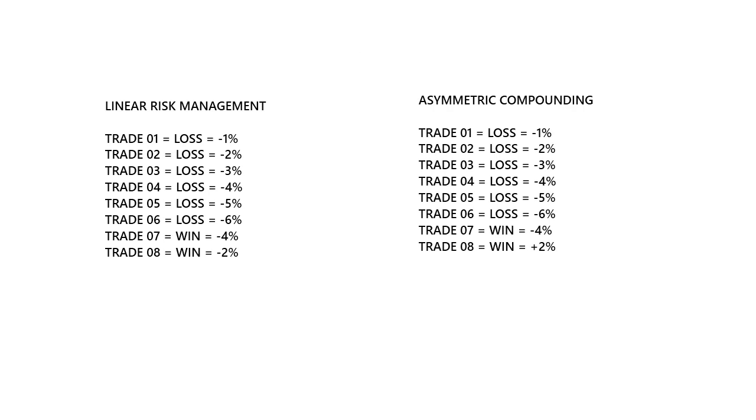Again, to show you the power of asymmetric compounding, imagine you were trading with a trading strategy that had a 1:2 risk to reward ratio. So every time you risked 1% of your trading account's capital, you are looking to make 2% as a return on investment on your winning trades.